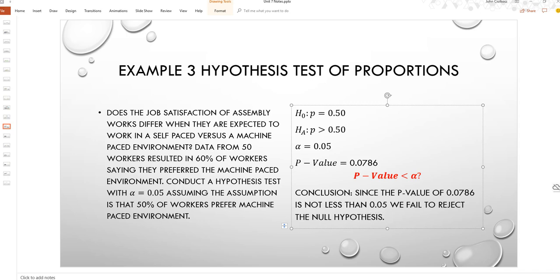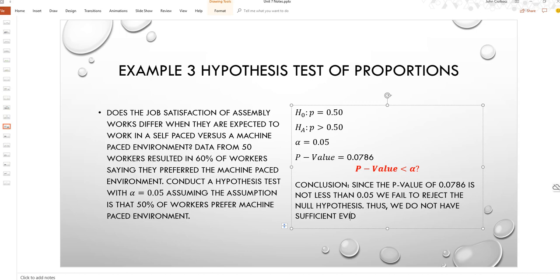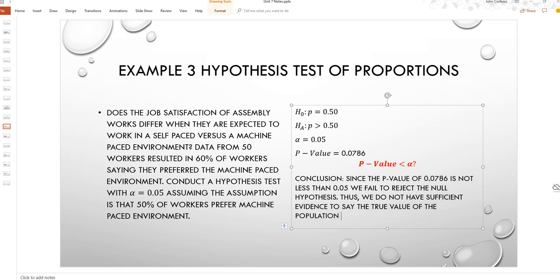So just like with confidence intervals, we're looking for a two-part thing here. So this is the statement, right? We either say since the p-value is less than alpha, we reject the null hypothesis, or in this case, we would say since the p-value is not less than alpha, we fail to reject the null hypothesis. Now for our conclusion, right? Thus, we do not have sufficient evidence to say the true value of the population proportion.